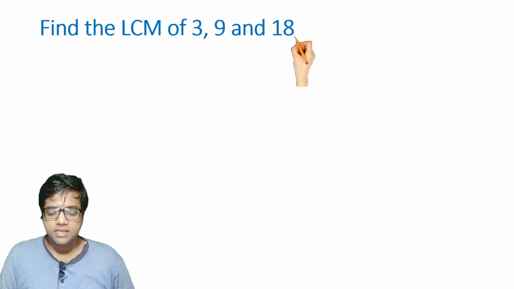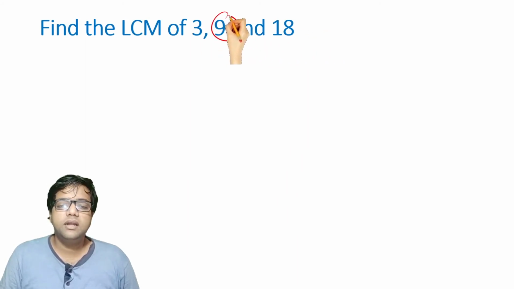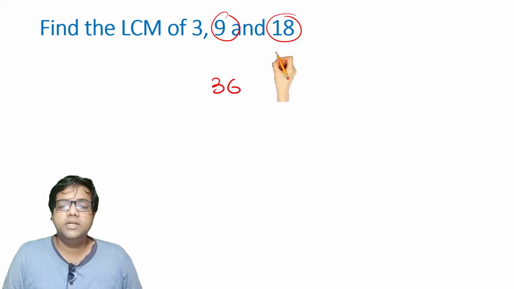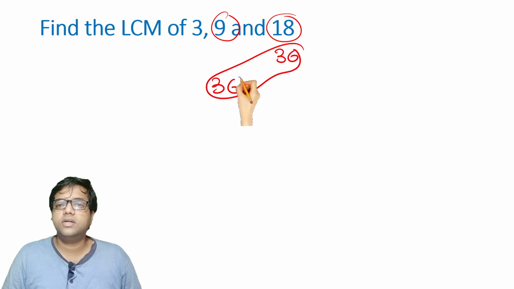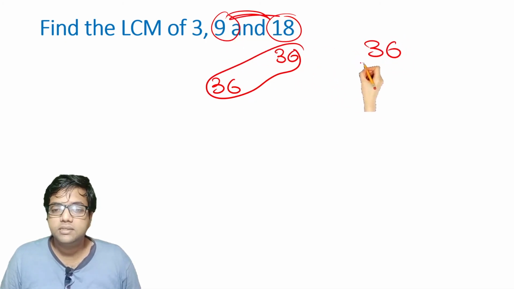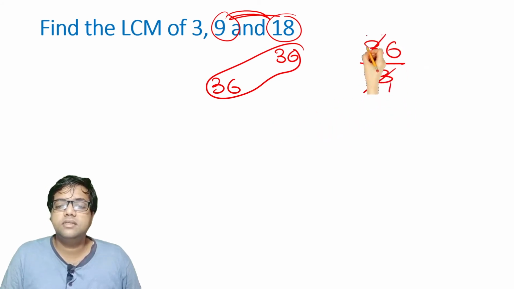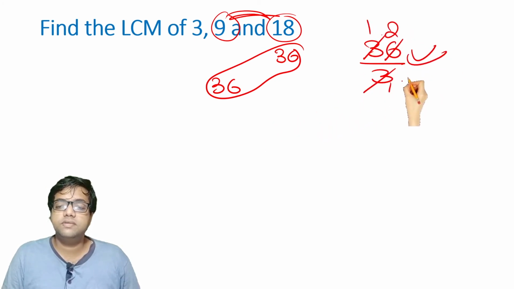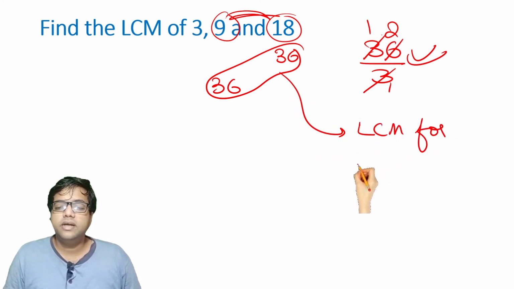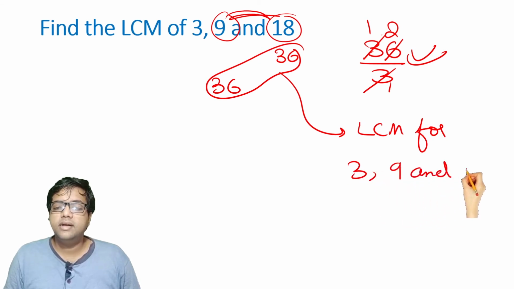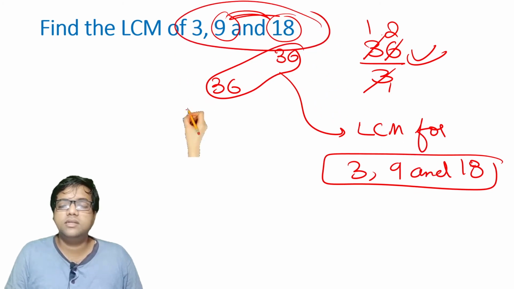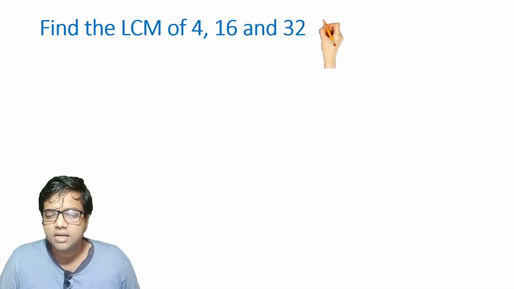Okay, so let us take up one more example. 3, 9 and 18. Take up the larger two numbers. 9 4s is 36, 18 2s is 36, and this is the shortest one. So the LCM for these two numbers will be 36. Is it divisible by 3? 3 1s are 3, 3 2s are 6. Yes, it is divisible. So therefore this number, 36, is going to be the LCM for 3, 9 and 18 as well, with this method.